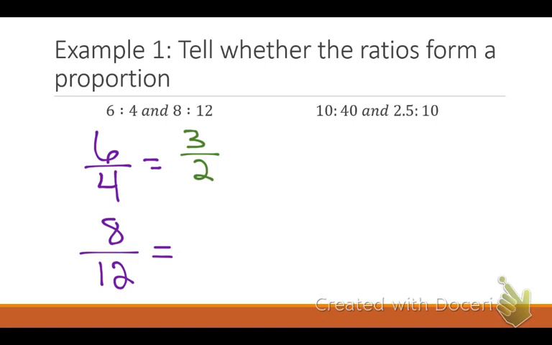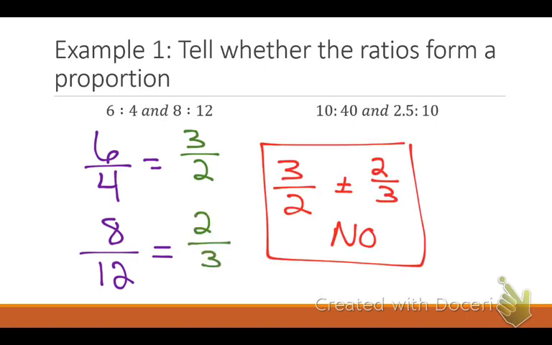So 3/2 and 8/12 reduces to 2/3. Is that the same fraction? No. Okay, so you say 3/2 does not equal 2/3, and no. So you show them reduced, and you say no. Okay? All right, so let's do the next one now.